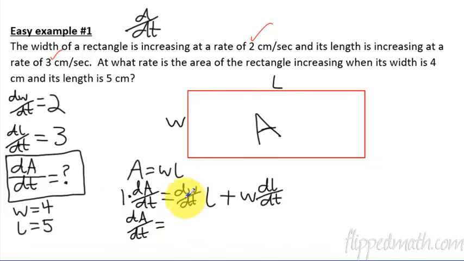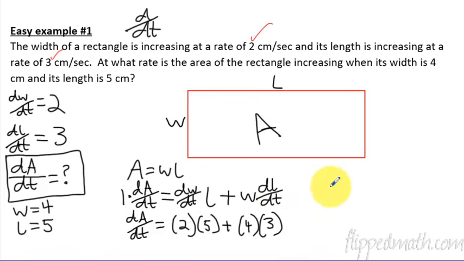What is the rate of the width? It's 2 centimeters per second, at the time when the length is 5. We're going to add, at the time when the width is 4 centimeters, and then the rate of the length is changing at 3 centimeters per second. So we plug in a 3 here, and this all works out to 10 plus 12.